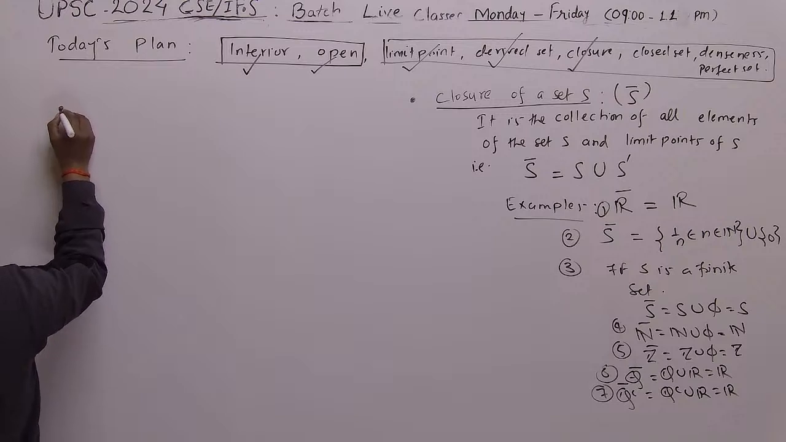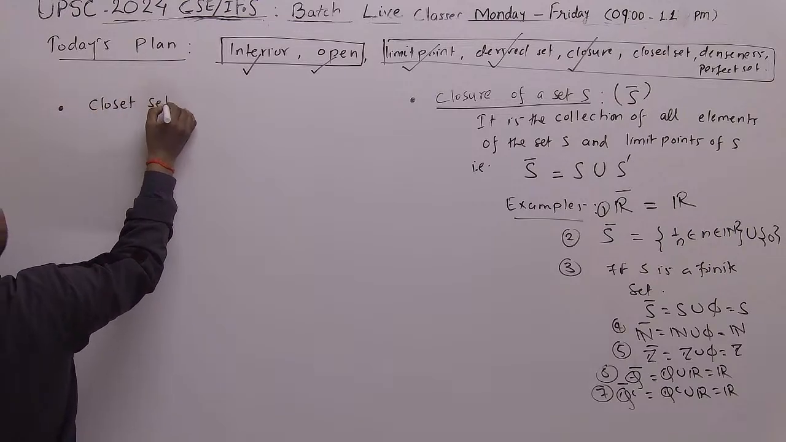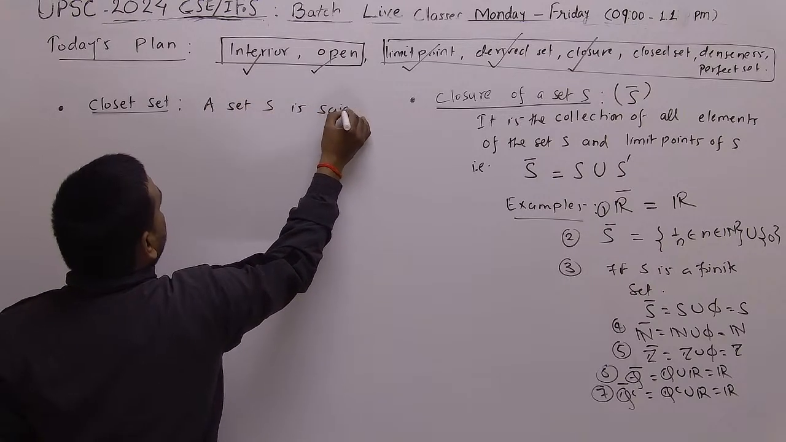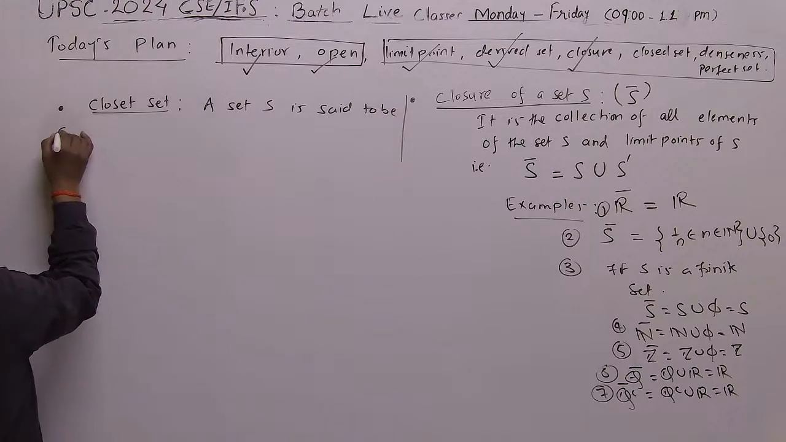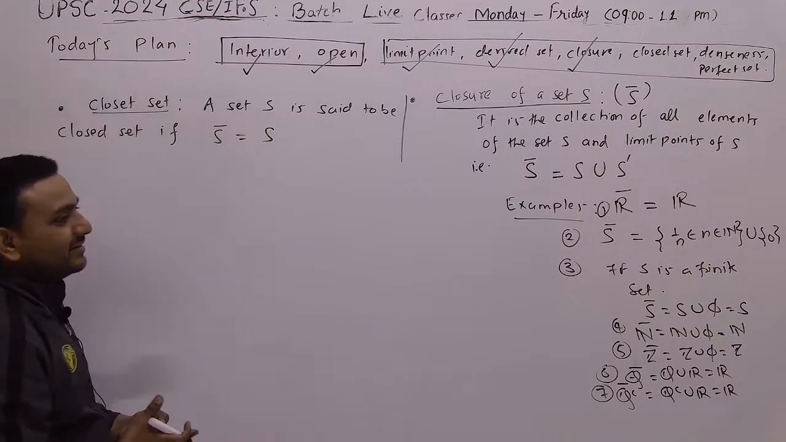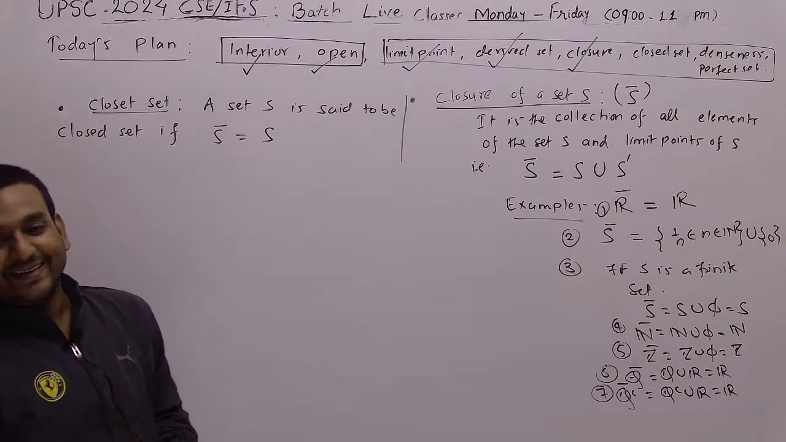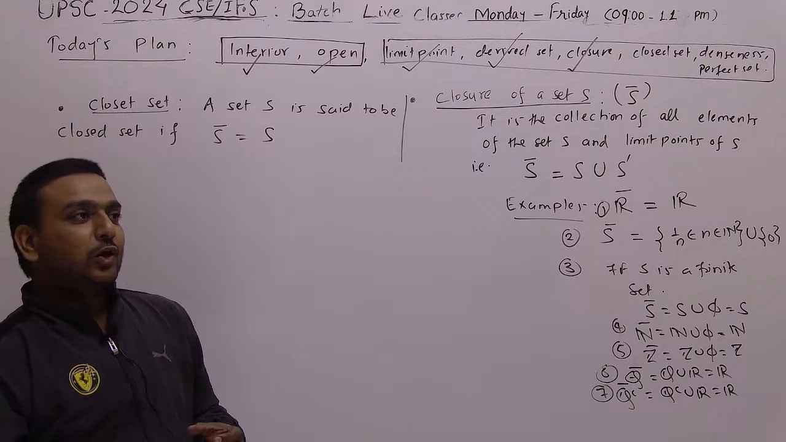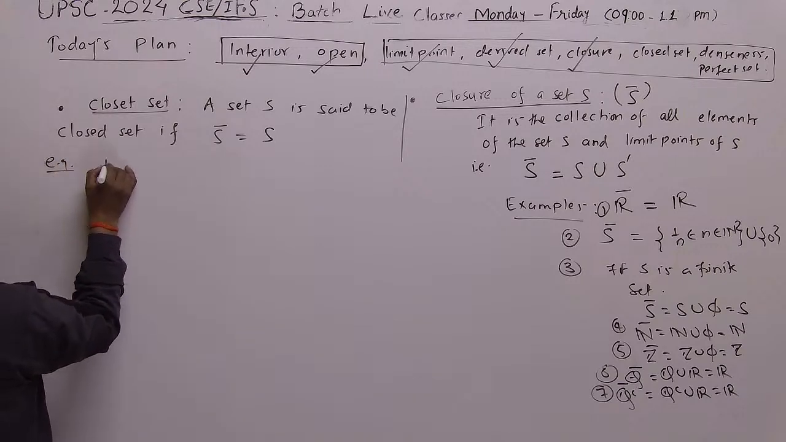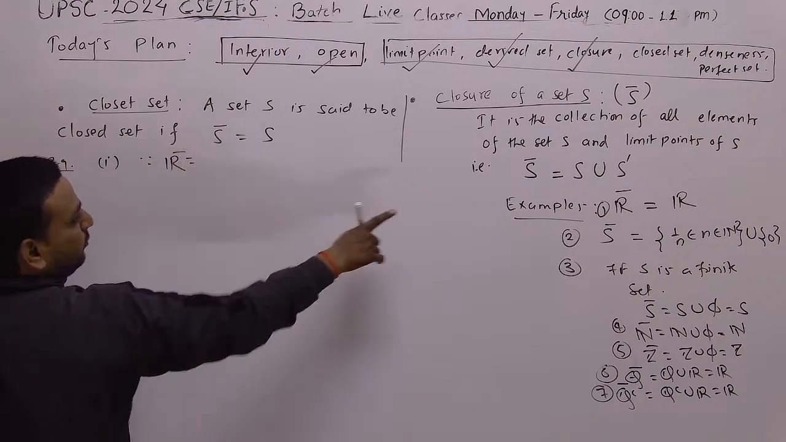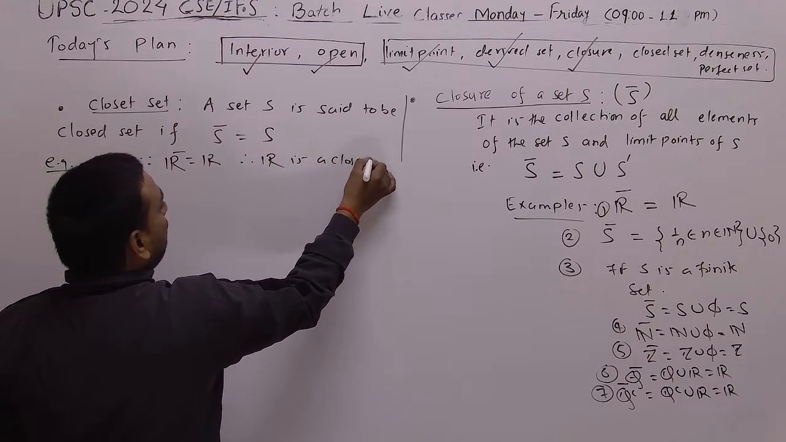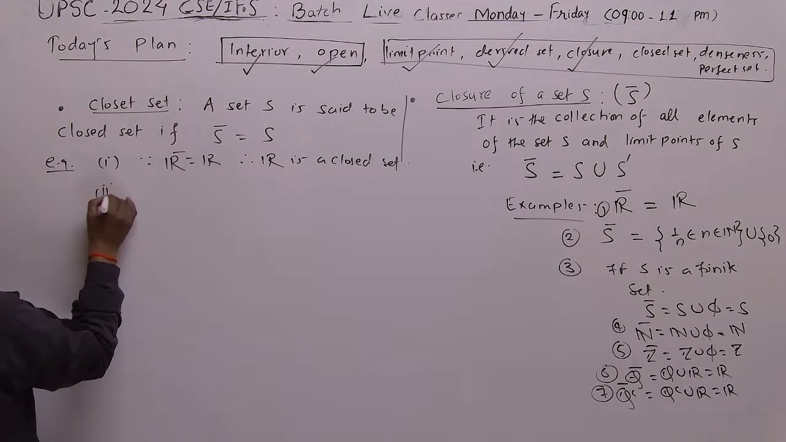Next definition, closed set. Write down: a set S is said to be a closed set if S closure equals S. So a set is closed if S closure becomes S. Coming to examples: since R closure is R, R is a closed set.